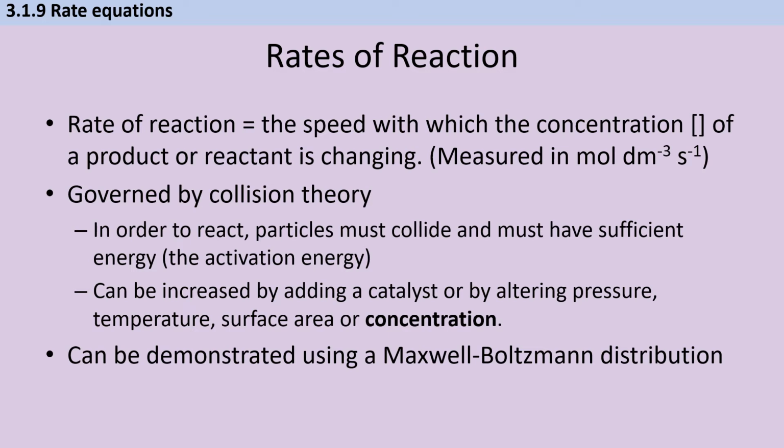Rates of reaction are going to be governed by collision theory, which you met at GCSE, and this is the idea that in order to react, particles need to collide and they need to have sufficient energy, which we call the activation energy, in order for that collision to be successful. The rate of a reaction can be increased by either adding a catalyst or by altering pressure, temperature, surface area, or crucially, concentration, which is what we're going to focus on today. All of these things can be demonstrated using a Maxwell-Boltzmann distribution, which you would have met during the AS.